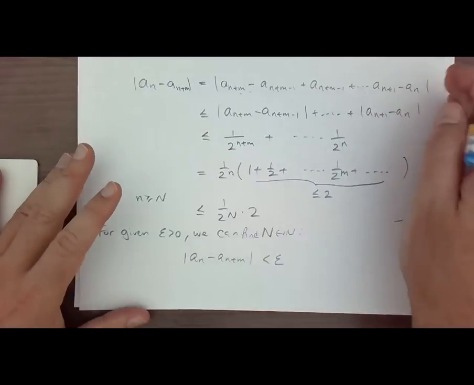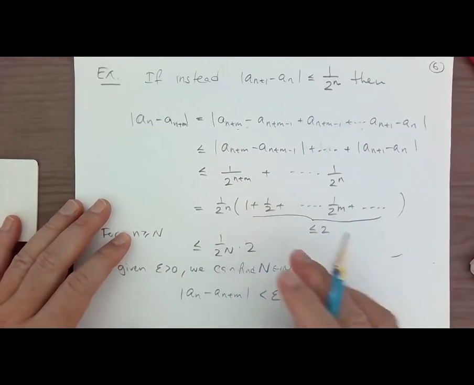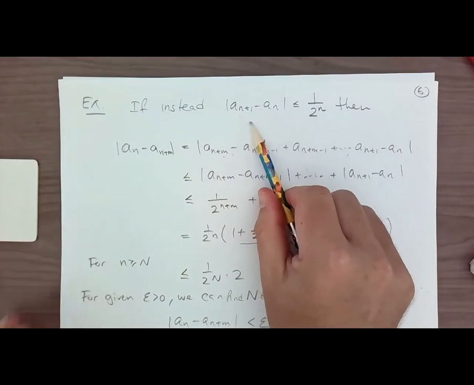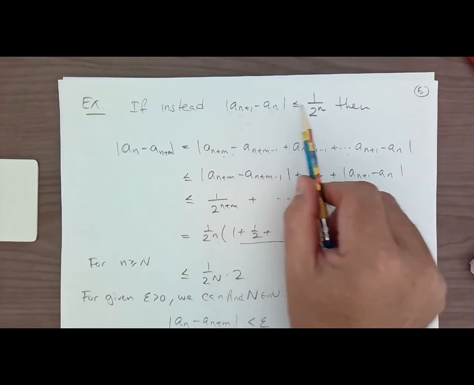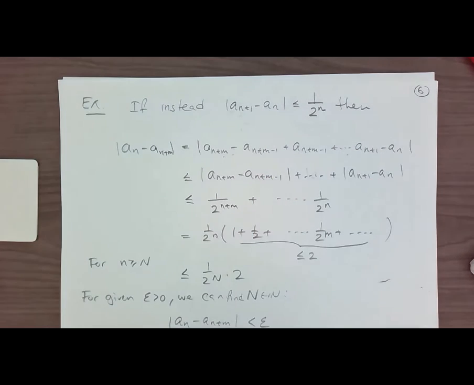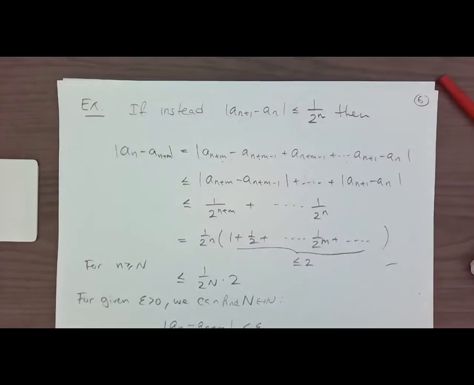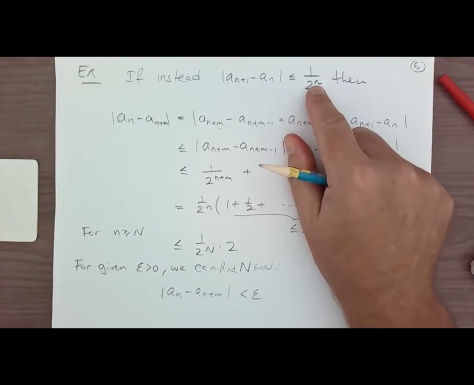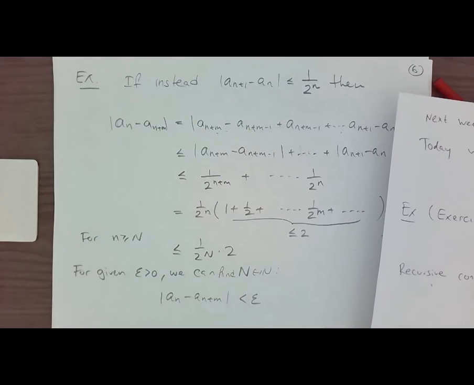And what this example shows is that it is possible to just look at the next element out, but it will require that you have a much faster decay to 0 than just decaying to 0 like 1 over n. That's not fast enough. If you want to have this property, you have to decay much faster. And for example, 1 over 2 to the n is going to do it. Are there questions on the examples we had here?